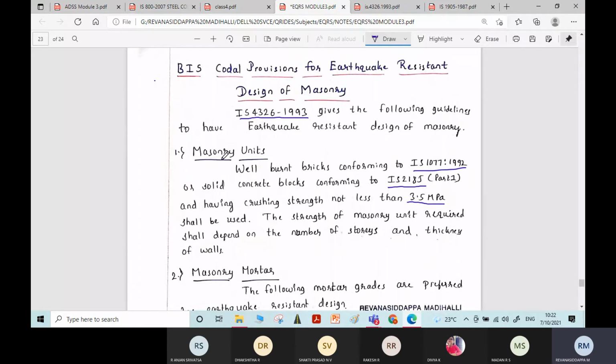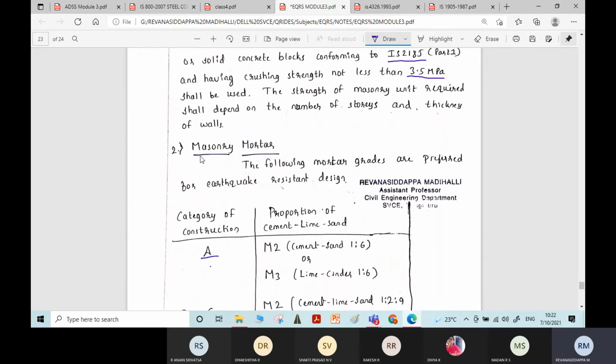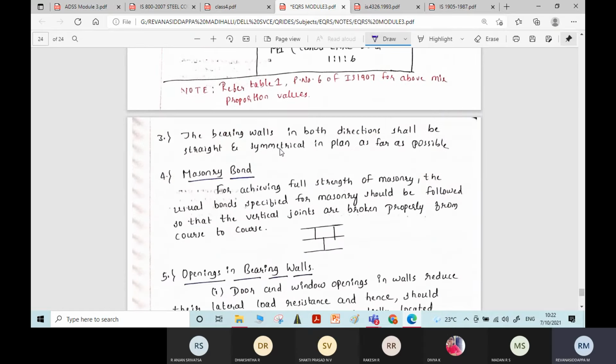Now we have seen the guideline with respect to the masonry units, means bricks, and the guideline for mortar. The next guideline is that whatever walls are placed in a building, as far as possible, they should be placed symmetrically. They should look symmetric in plan. That is the third guideline.